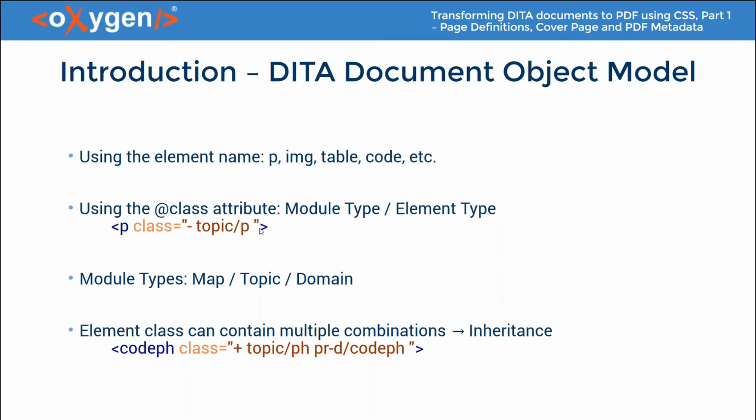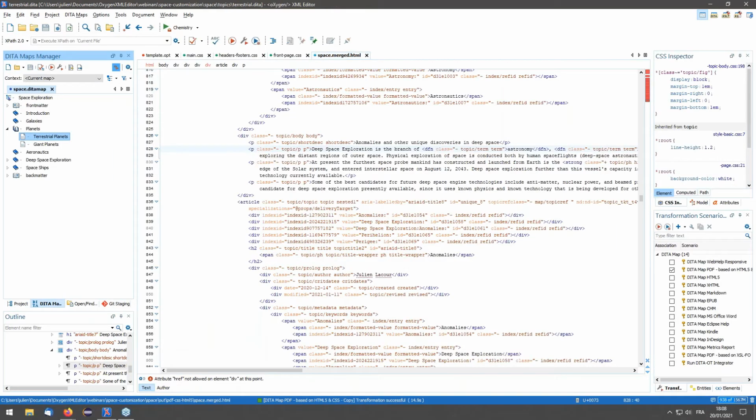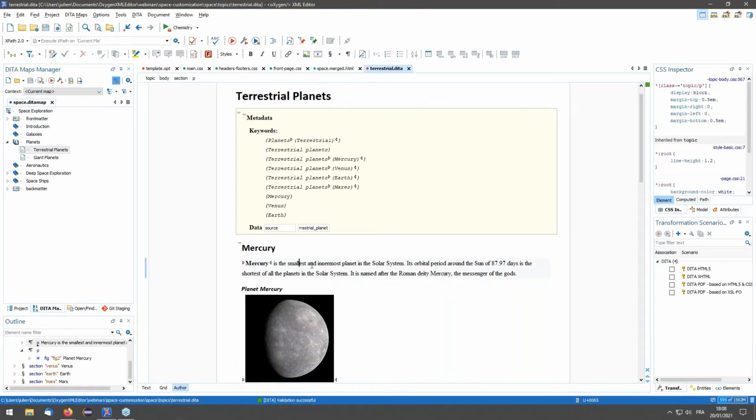For example, here as we have a paragraph, it's the simple P element, which matches, in fact, the original paragraph I can find, for example, in a DITA topic, which is the P element.